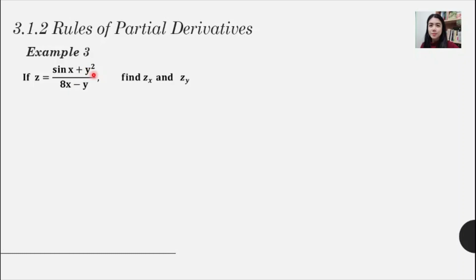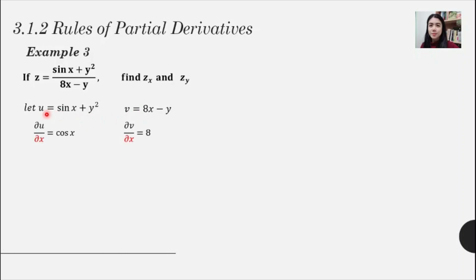Okay, so if you want to apply the quotient rule, you have to let u and v. So let the numerator become the u and let the denominator become the v. Now, if you're looking for ∂z/∂x, it means that you have to differentiate with respect to x. So this one you also have to differentiate with respect to x, and this one also differentiate with respect to x. Okay, so let's just differentiate it.